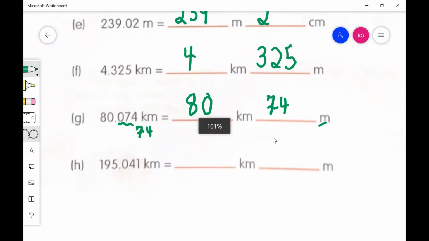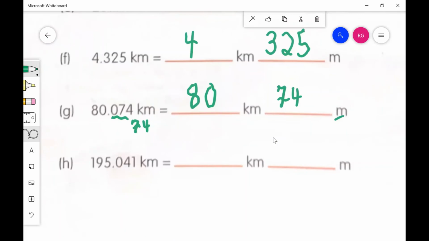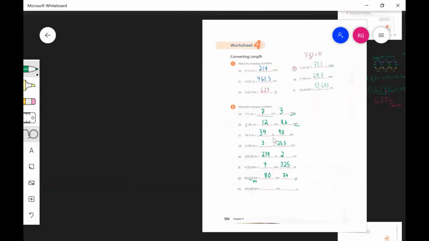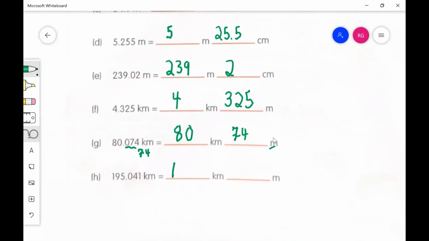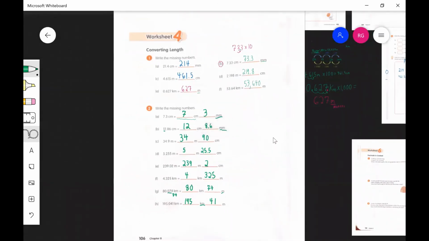All right, I think you did it. Last one here. What's the answer? 195. Yeah, 195 kilometers. And how many meters? 41. 41 meters. All right, that does it for page 106.